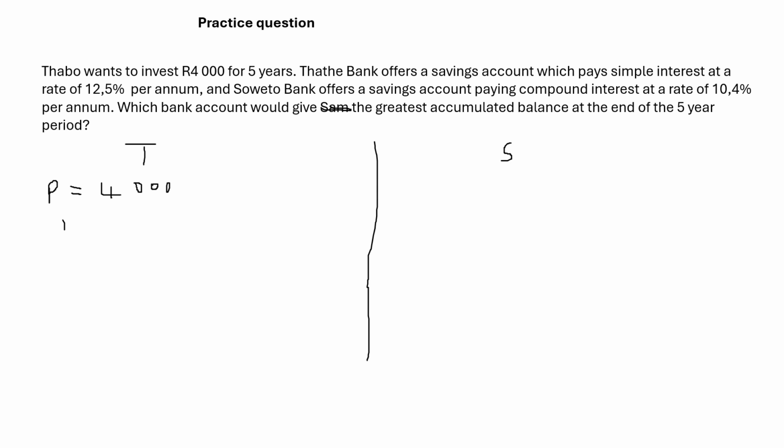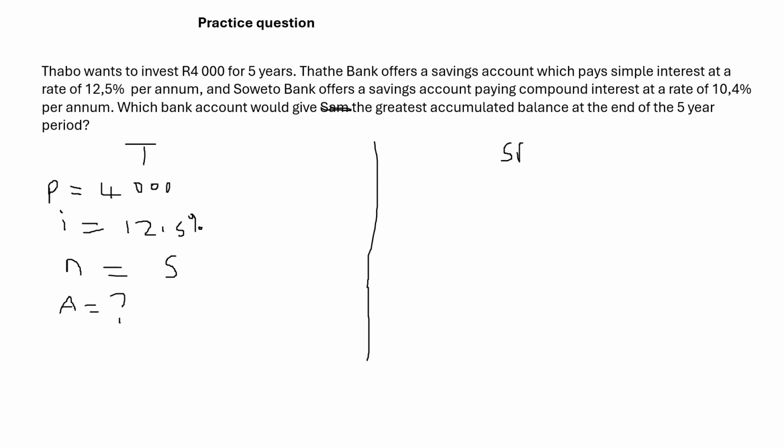And then for Tata Bank, just be careful. For the first bank, which is called Tata Bank, we're given an I of 12.5%. And then we know that the N is 5 years, because that's what we want to investigate after 5 years. We don't know the acquired amount, which is what I'm investigating, our A.